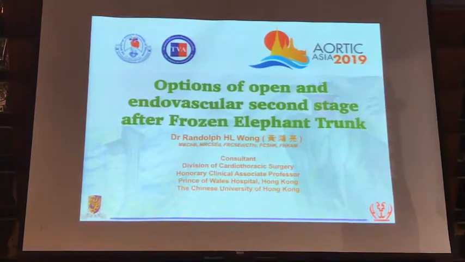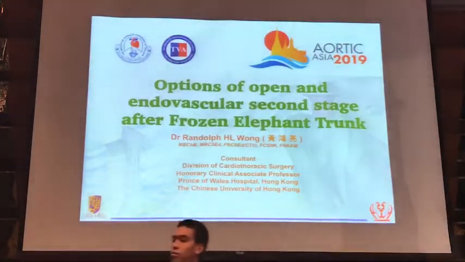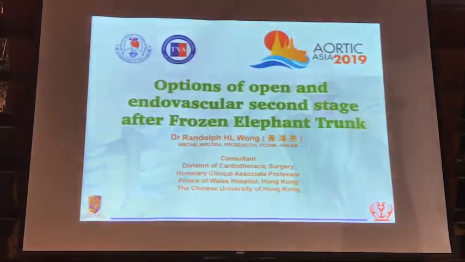I think we have heard a lot about total arch frozen elephant trunk these 2 days, and I'm going to talk and focus more on the second stage. One important concept is that after total arch frozen elephant trunk, we try to minimize the number of times that we need to re-enter the thorax. For example, if we just do an ascending replacement, then in a good one third of our patients, we might need to re-enter, do the arch, and subsequently the descending, and so on.